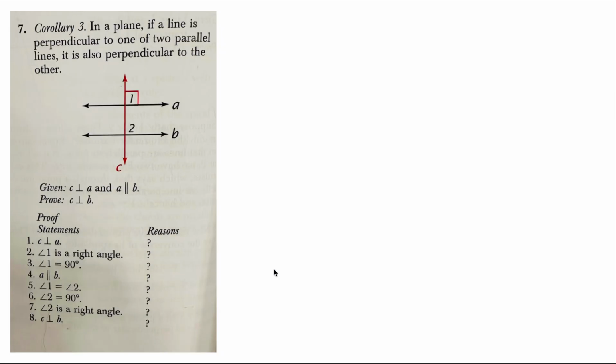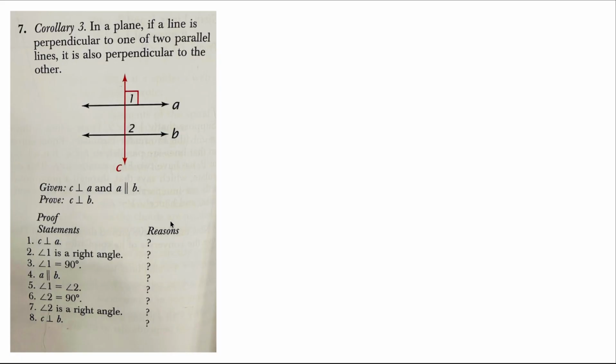Number 7, corollary number 3. In a plane, if a line is perpendicular to one of 2 parallel lines, it is also perpendicular to the other. So basically this is just 2 parallel lines with a transversal going straight, perpendicular, through both. Do you notice that 1 and 2 are in the same spot in relation to the transversal and the parallel lines? What is that called? Corresponding angles. That's right.